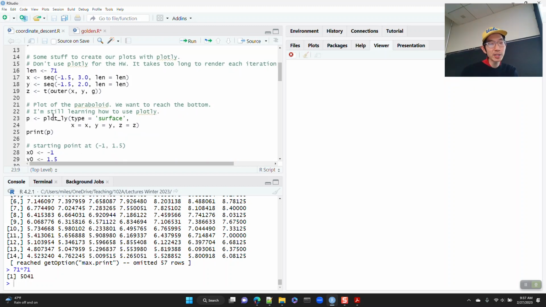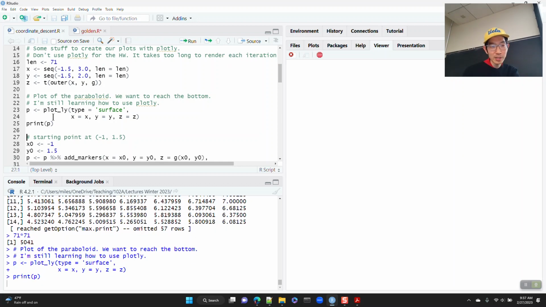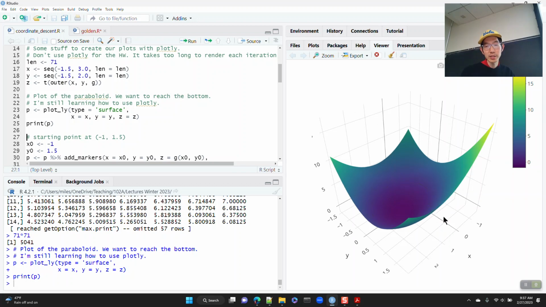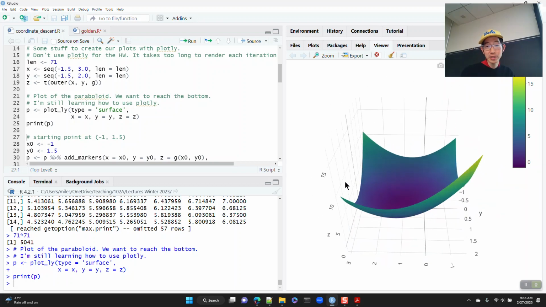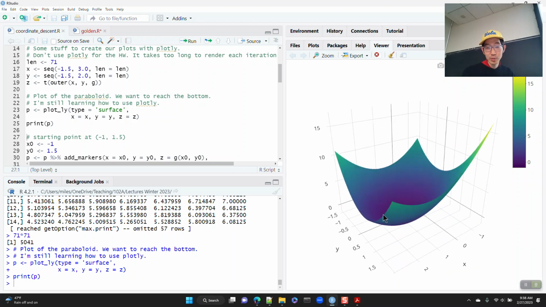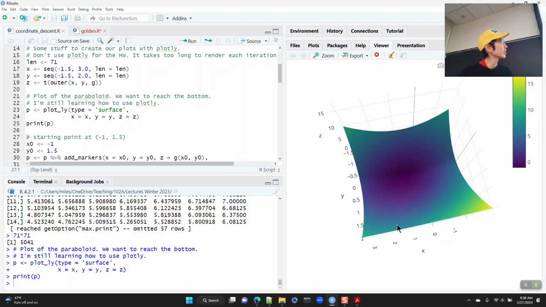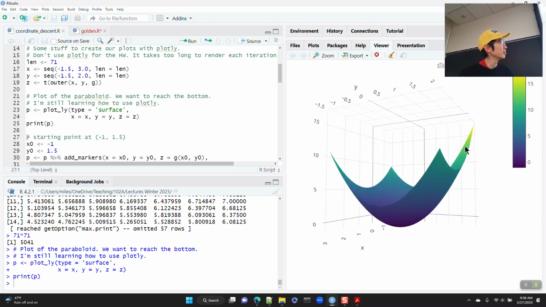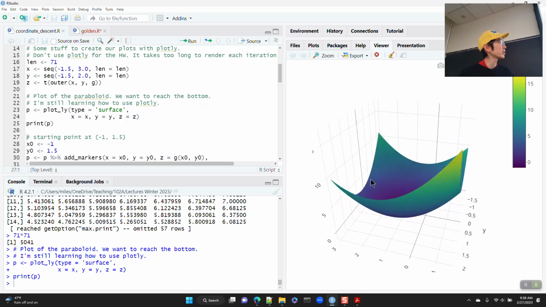So I'm going to run plotly, okay? And this is what plotly produces. This is what the function looks like, and we are going to search for the minimum, which is somewhere around here. This is what this paraboloid looks like.